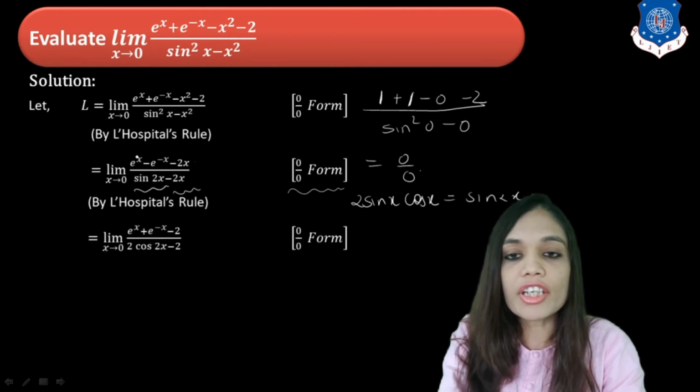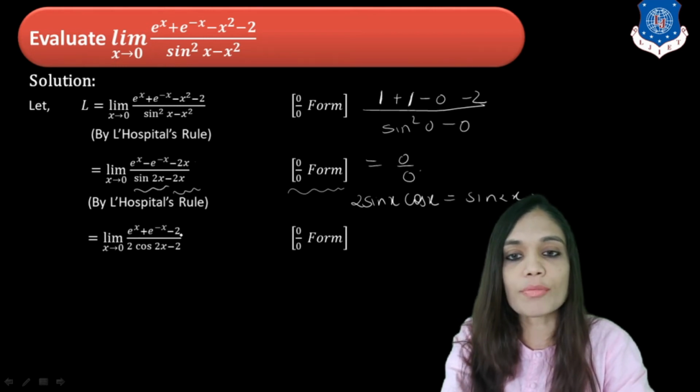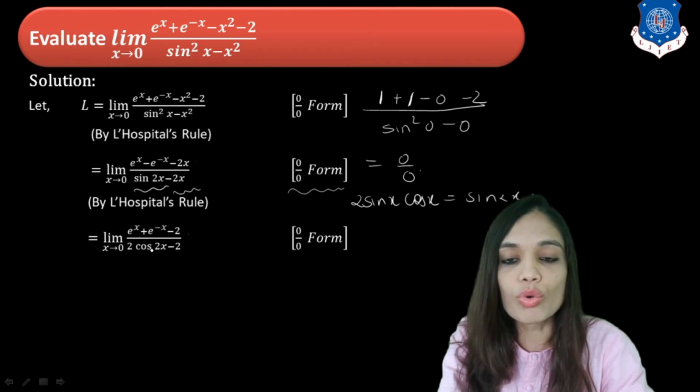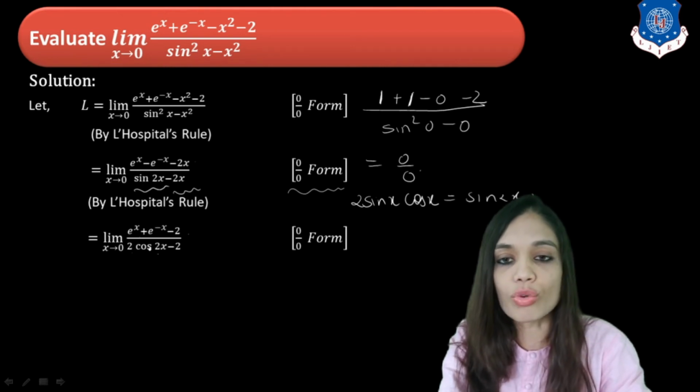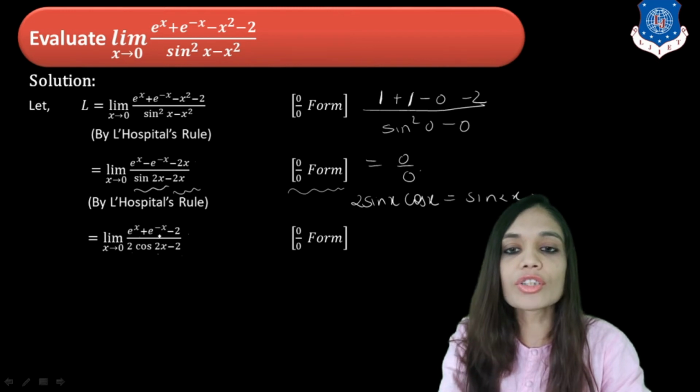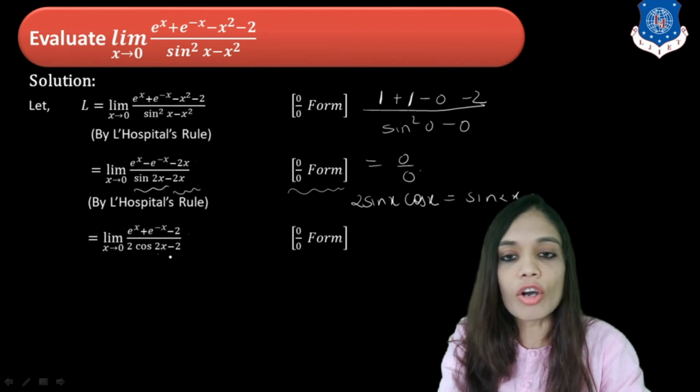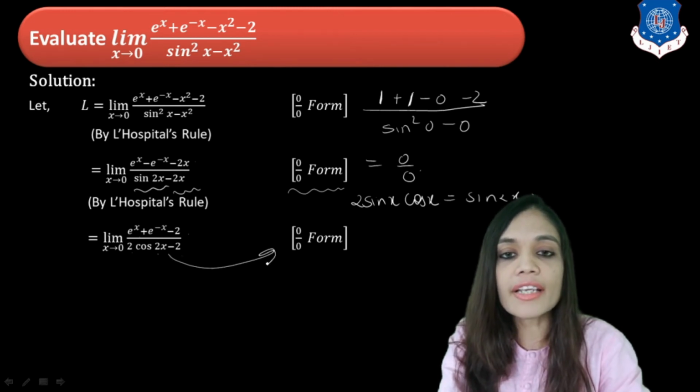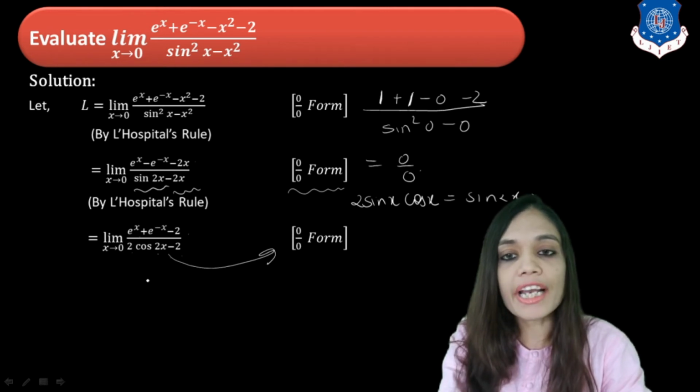Again, so do the derivative of the numerator. So what you will get? e raised to x plus e raised to minus x minus 2 upon derivative of sin 2x will be equal to 2 cos 2x minus 2. Again, if you put x is equal to 0 in numerator and denominator, you will get 0 by 0 form. So again apply L'Hopital's rule.